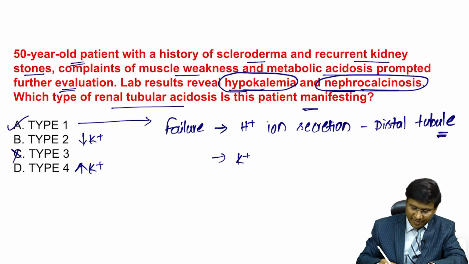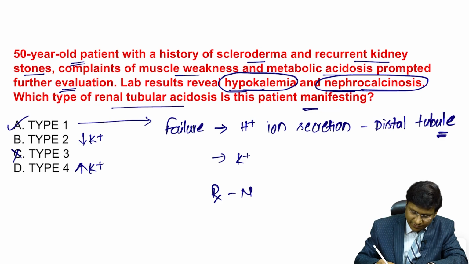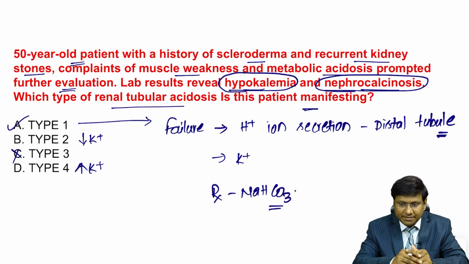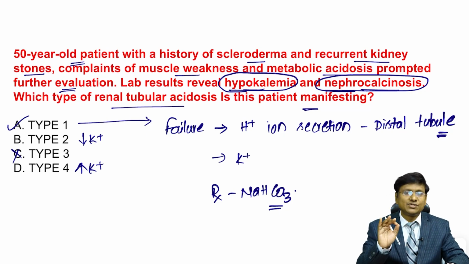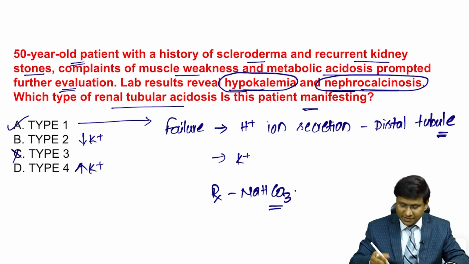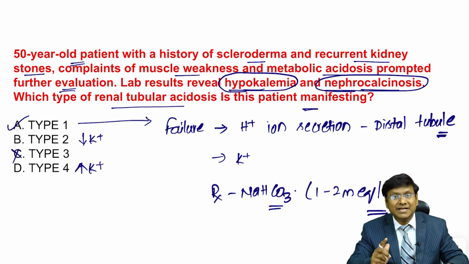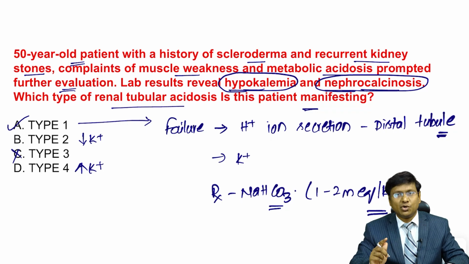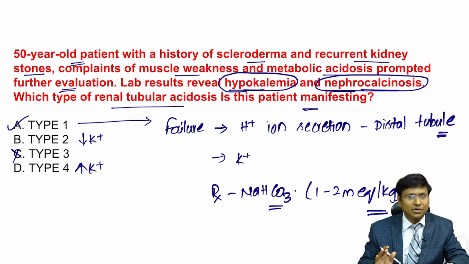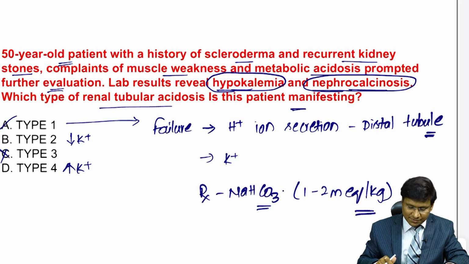And the treatment that you will be giving in case of type 1 renal tubular acidosis is sodium bicarbonate. It is oral sodium bicarbonate that you need to give. And the dosage of the oral sodium bicarbonate is around 1 to 2 milliequivalents per kg. That is the dosage of the oral sodium bicarbonate, all right? So that was the question on the topic of renal tubular acidosis.